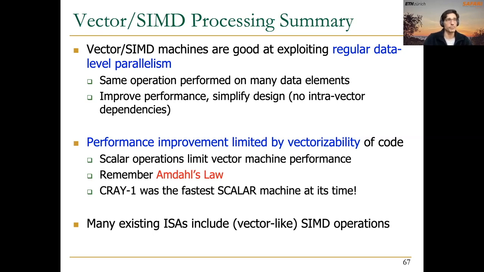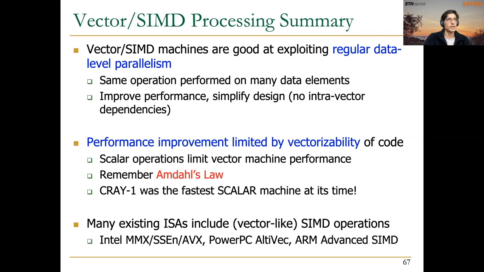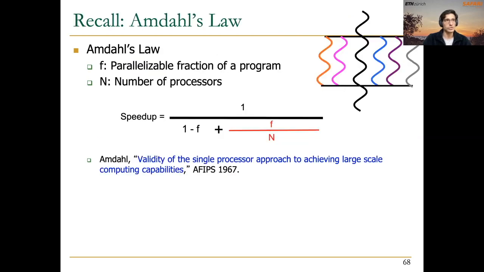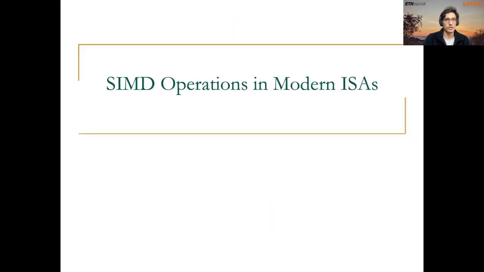And we can mention some of the existing ISA SIMD extensions. In Intel, we have MMX, SSE, AVX. I think the most recent ones are AVX-512, if I'm not wrong. But we also see these extensions in other processors like IBM Power, ARM, AMD, and even in RISC-V processors there are SIMD extensions. And this is the slide about Amdahl's law that we have already discussed before.